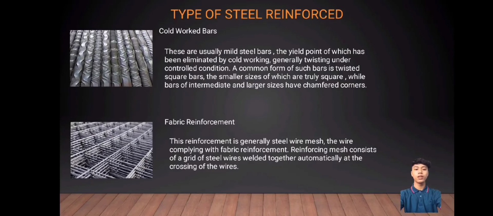Fourth, fabric reinforcement. This reinforcement is generally steel wire mesh. The wire complying with fabric reinforcing mesh consists of a grid of steel wires welded together automatically at the crossing of the wires.